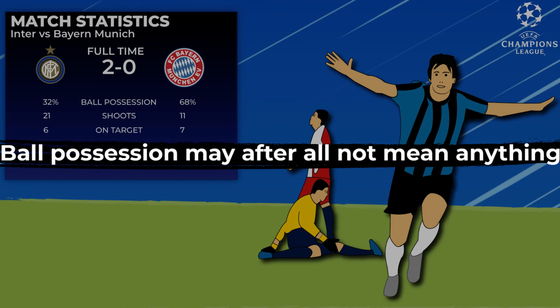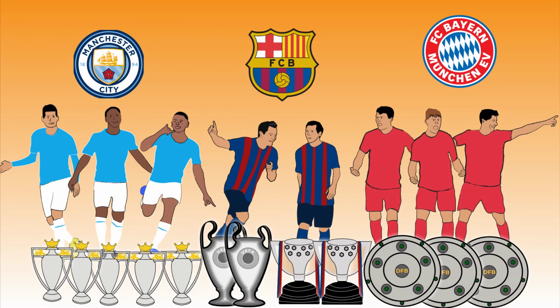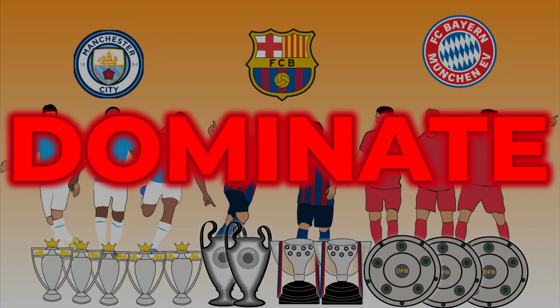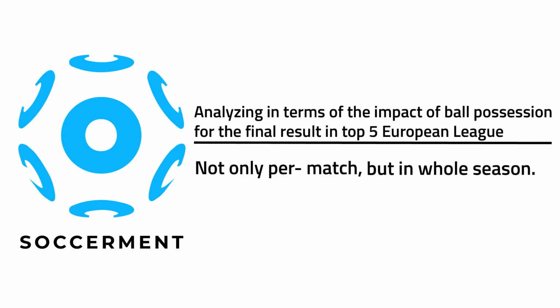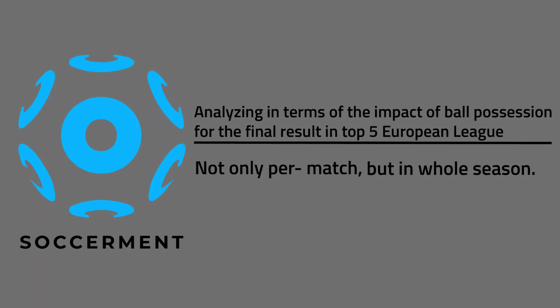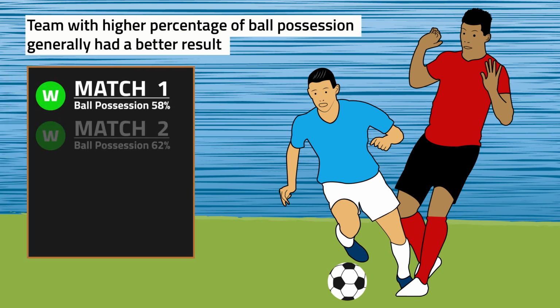But we can't make these matches a direct basis for the whole of football. The fact that big teams can win many games and many trophies is because these big teams always try to dominate in every single match. In fact, Soccerment, an analytics provider in world football, analyzed the impact of ball possession on the final result in the top 5 European leagues, not only per match, but in the whole season. In that analysis, the conception about the importance of ball possession was proved to make much more sense. The team with a higher percentage of ball possession generally had a better result.